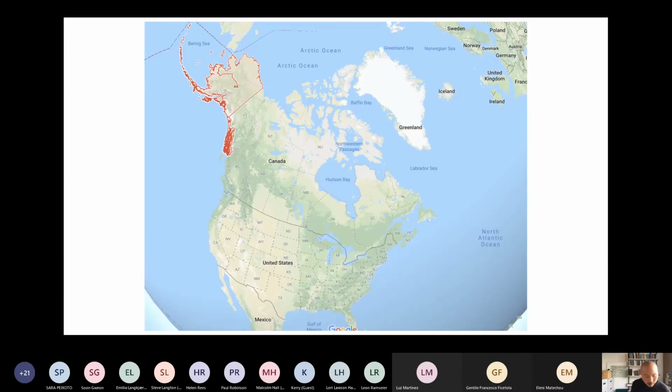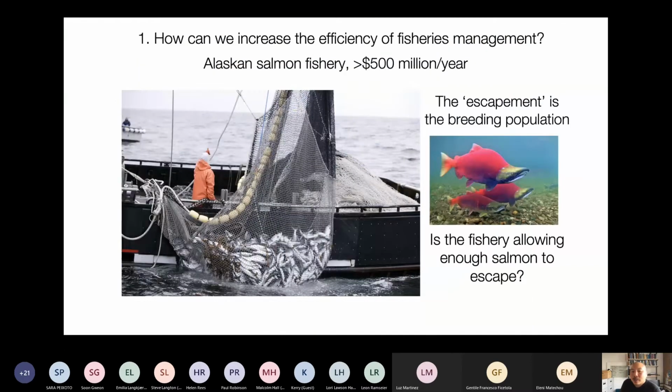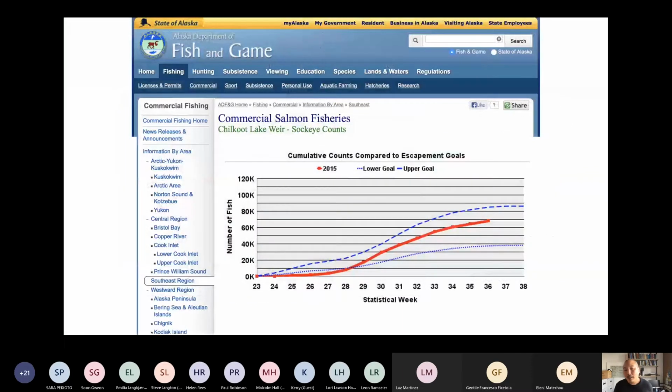So let's start with the simplest example, which is in Alaska. So that's Alaska there in the red. And Alaska hosts a salmon fishery that is worth about $500 million a year. And the salmon are captured in the ocean. And so then if they escape the capture, they get to go up to the freshwater stream, they change their bodies, become reproductive, and then they breed. And so that breeding population is known as the escapement. And the real question for management is whether or not the fishery is allowing enough of these fish, the salmon, to escape. And so you have to somehow figure this out.